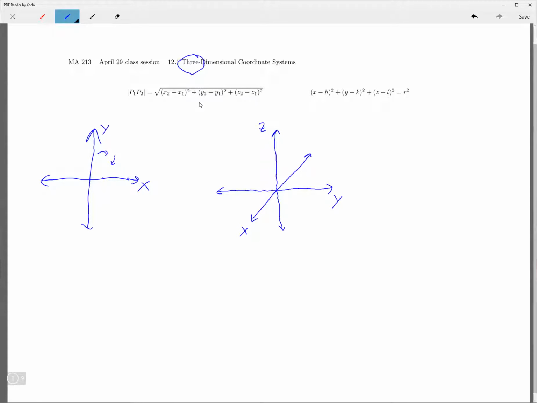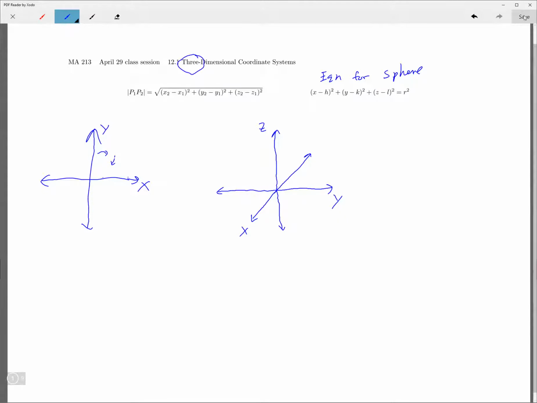Now, the distance formula, the distance between two points, you just add another plus (z2 minus z1) squared. And this right here is the equation for a sphere. With the circle, you had just this part right here, and without that part it's going to be a sphere, where this one would be the surface of the sphere. So that's the three-dimensional coordinate system.